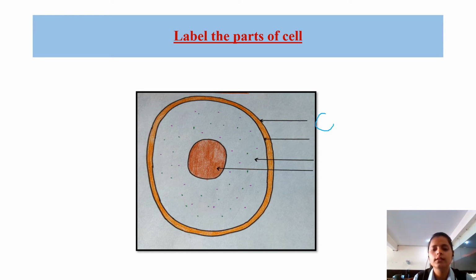First one is cell wall. Sorry, let me erase it. So this is cell wall. Again I went wrong. Cell wall. The next is cell membrane. This is cell membrane.